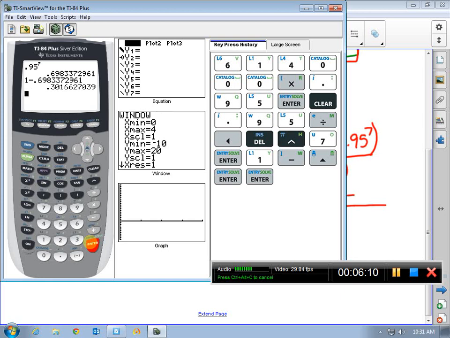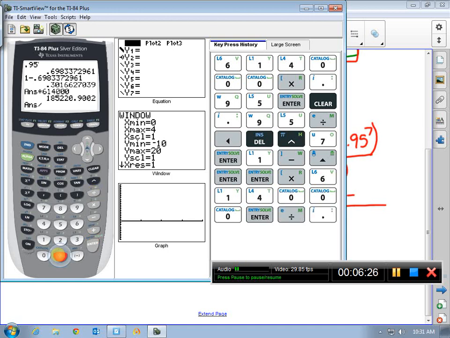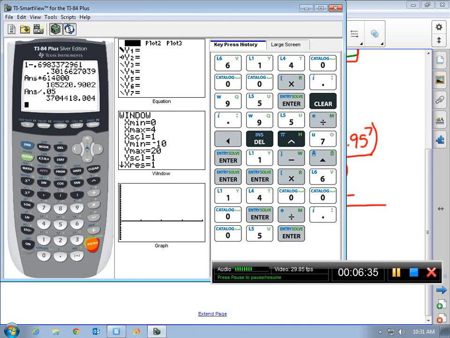What am I doing with that answer? Multiplying that by the 614,000. And what am I doing with that answer? Dividing it by 0.05. See, you thought this question was hard. There we go. 3,704,418, and since it was 0.00, I had no pennies to write down.